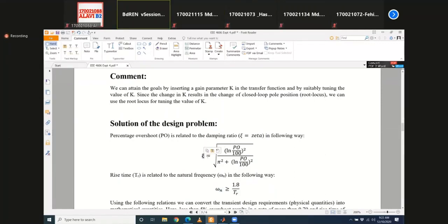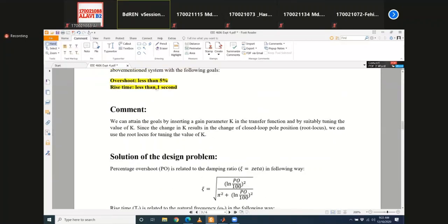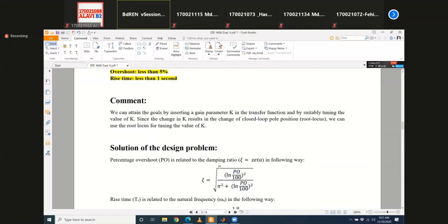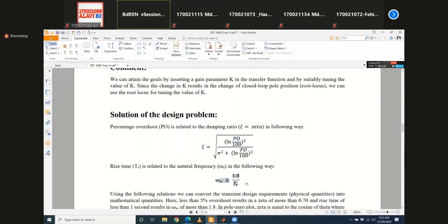These two parameters have a lot of factors. Depending on their values, the system will have different properties. But now we are concerned with obtaining these two parameters. For that, we need to calculate the damping ratio given by this formula, where PO is the percentage overshoot in percent. So directly 5, not 0.05. You have to put 5 here. And this is omega n, the natural frequency, 1.8 by rise time.